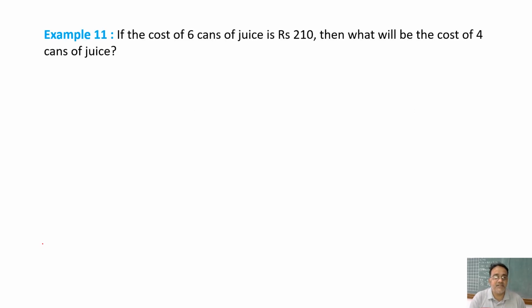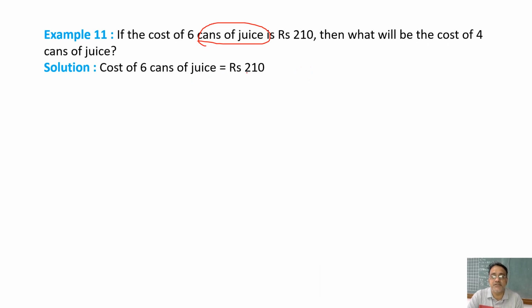चलो, first example, if the cost of 6 cans of juice is rupees 210, then what will be the cost of 4 cans of juice? ठीक है, तो यहाँ पे 6 cans का, यहाँ पे 1 यूनिट का वैल्यू निकालेंगे हम लोग, राइट? We will find the 1 unit value and unit is cans of juice, ठीक है, ये वाला यूनिट है. इसका 1 यूनिट का वैल्यू निकालेंगे 6 यूनिट से. चलो, cost of 6 cans of juice is equal to 210.